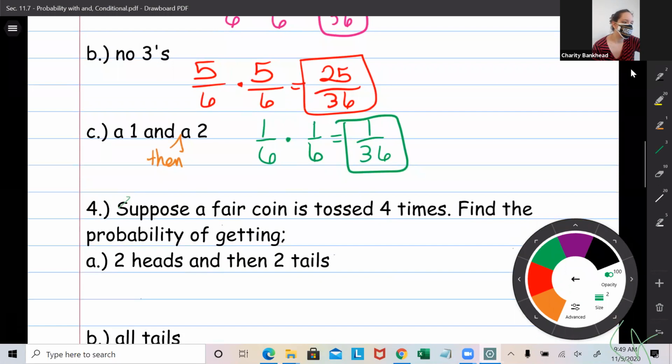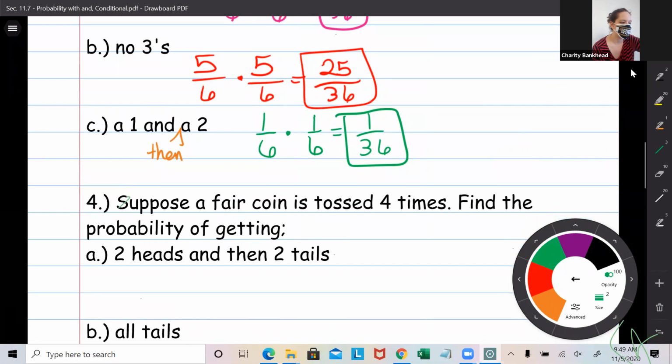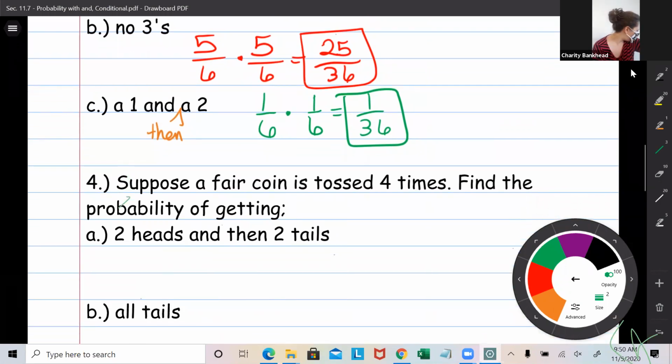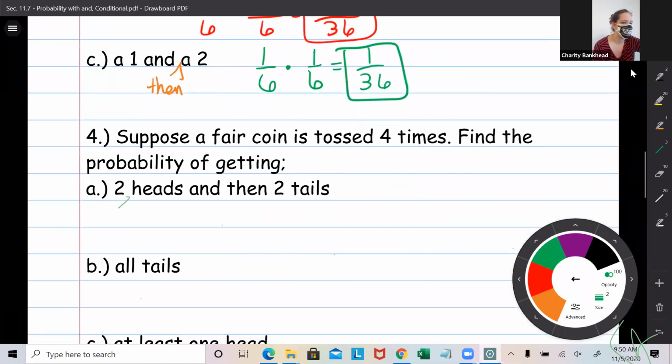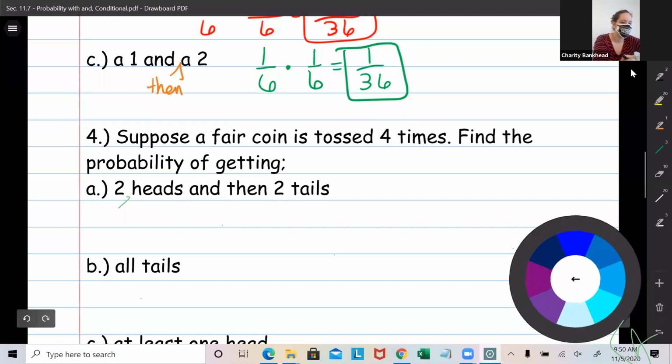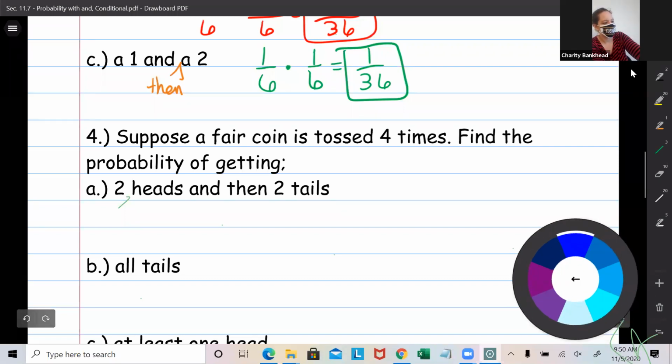All right, number 4 says, suppose a fair coin is tossed 4 times. Find the probability of getting 2 heads and then 2 tails. So when you toss a coin, the probability of getting heads is 1 over 2. Getting heads again, 1 over 2. And then getting tails, that's 1 over 2. And then getting tails again, that's 1 over 2. So multiply all those together, it gives us 1 over 16.